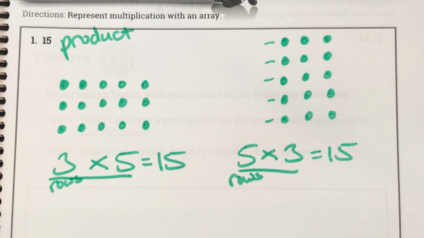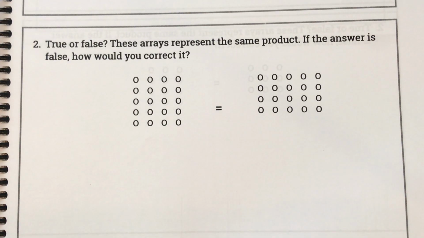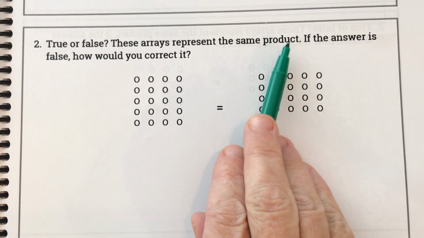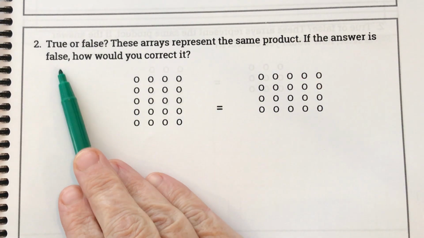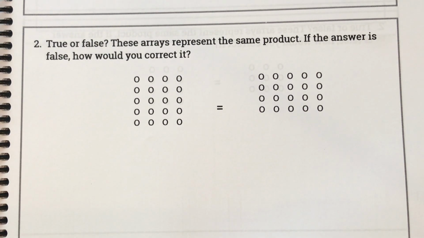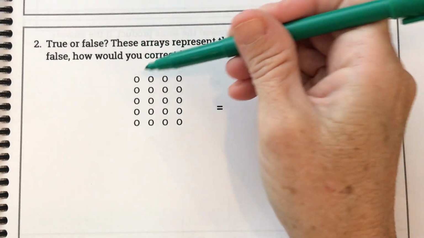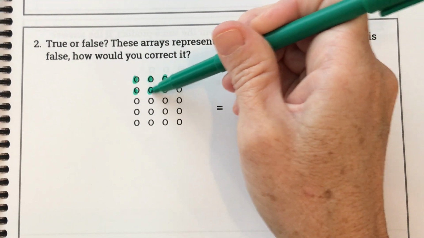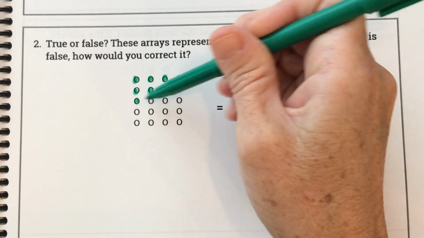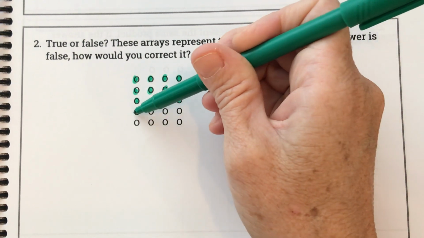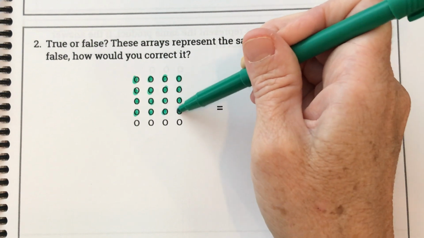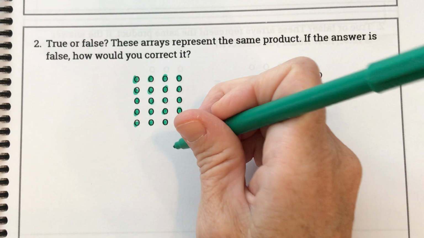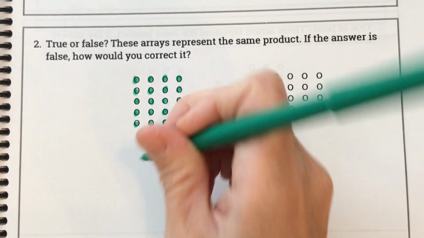Okay, let's look at our next one. It says, true or false? These arrays represent the same product. If the answer is false, how would you correct it? Okay, so let's count what our product is. We have 1, 2, 3, 4, 5, 6, 7, 8, 9, 10, 11, 12, 13, 14, 15, 16, 17, 18, 19, 20. Okay, so our product is 20.